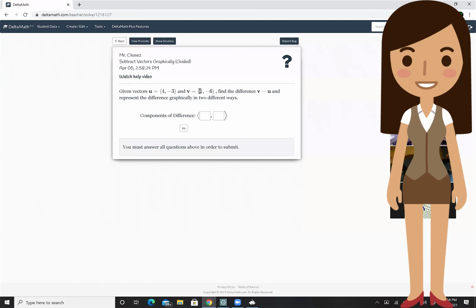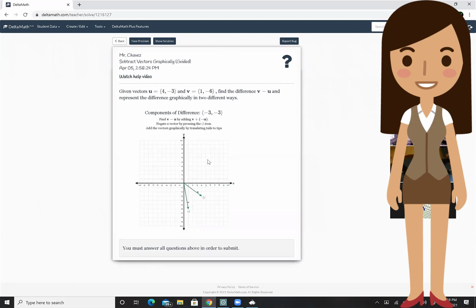So v minus u. So here's v. V is 1. U is 4. 1 minus 4 is -3, so type -3. Let's see, V is -6, U is -3, 6 minus a -3. So that's like adding, guys. 6 minus a -3, that's going to be -3 again. Try. All right, there it is.